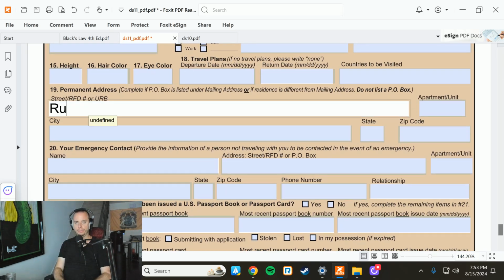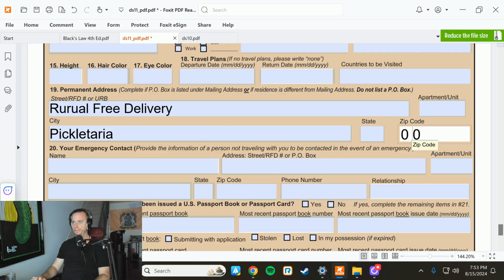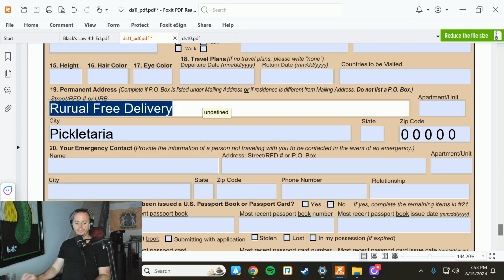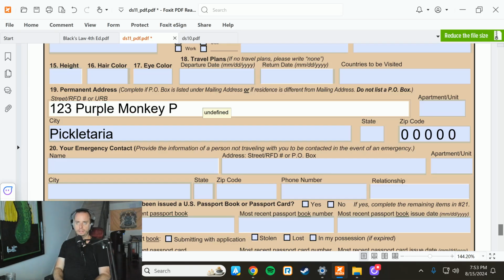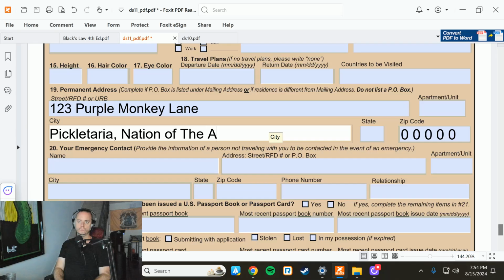Permanent address, you can put rural free delivery. You can look up what that means if you want. You can put the city, I suppose, if you want. You could put something like Pickle Taria. And then the zip code is going to be five zeros, right? This is where you are naturalized into. You can also do something like 123 Purple Monkey Lane. This is probably how I'd do it if I were to do a new one. Emergency contact, you're going to put all that in here.